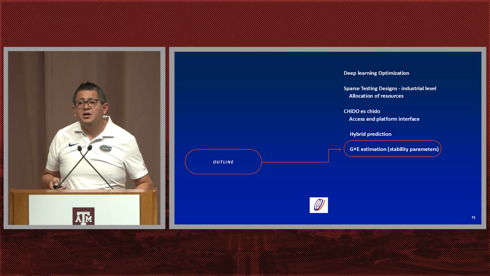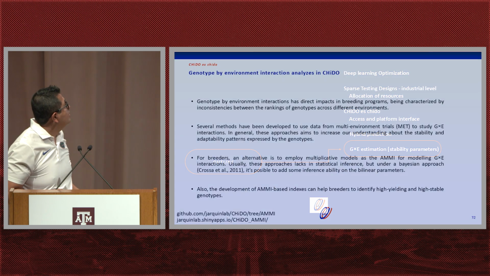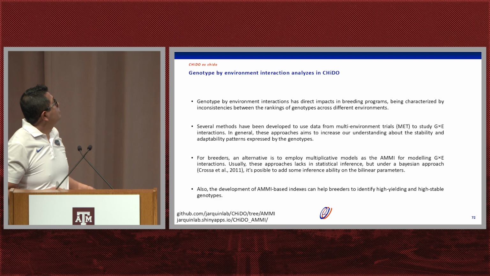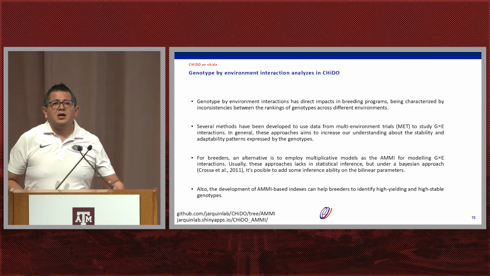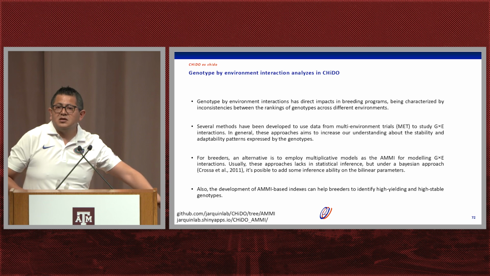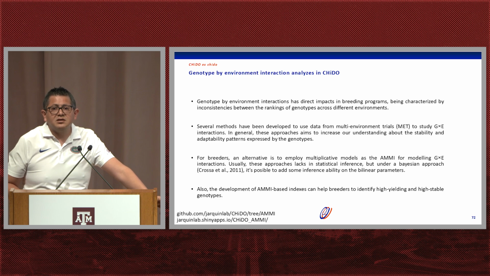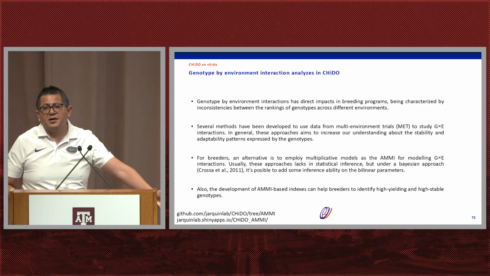Okay, now I'm going to talk very quickly about another type of analysis that we are implementing in a new release, and it has to do with stability parameters. We know there are many methods, and one of the most conventional methods is AMMI analysis. This is a very great tool to visualize interactions in biplots. However, the downside is that we cannot attach uncertainty parameters around the biplot.